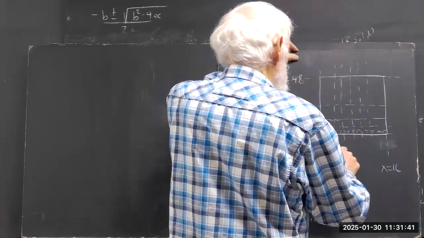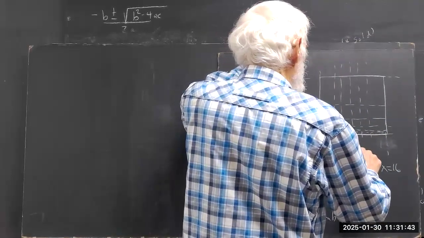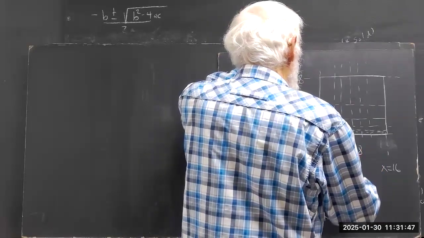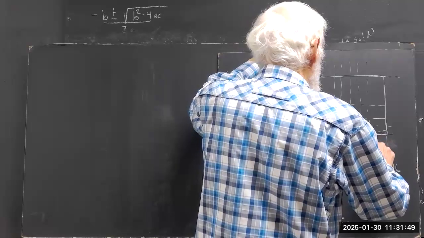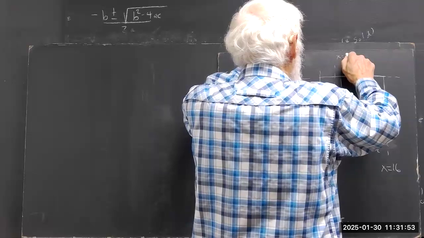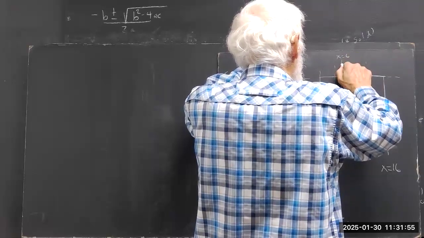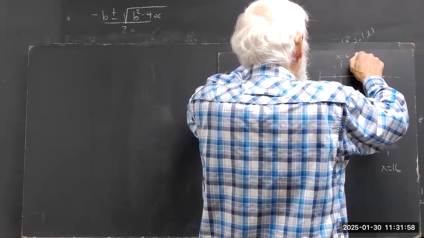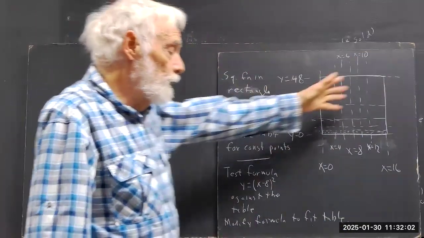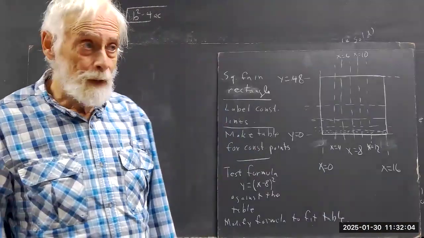And you label these lines, you're going to get x equals 8 in the middle. You're going to get x equals 4 here. You're going to get x equals 12 here. You're going to have x equals 6 here. You're going to have x equals 10 here. And of course, we did those in class last time, but that's fine.